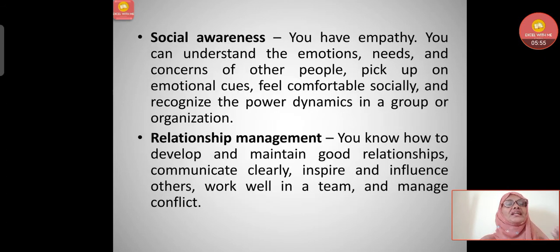Then social awareness, that is pertaining to society: empathy, understanding others' feelings. You can understand the emotions, needs and concerns of other people, pick up emotional cues of other people, and accordingly we can behave, feel comfortable socially, and recognize the power dynamics in a group or organization. Then relationship management, that means how to develop and maintain good relationships with others and communicate clearly, so that they understand what you want to express. Then inspire and influence others. By our emotions, we can inspire and influence others also. We can work in a team if we have relationship management, and we can manage conflicts also.